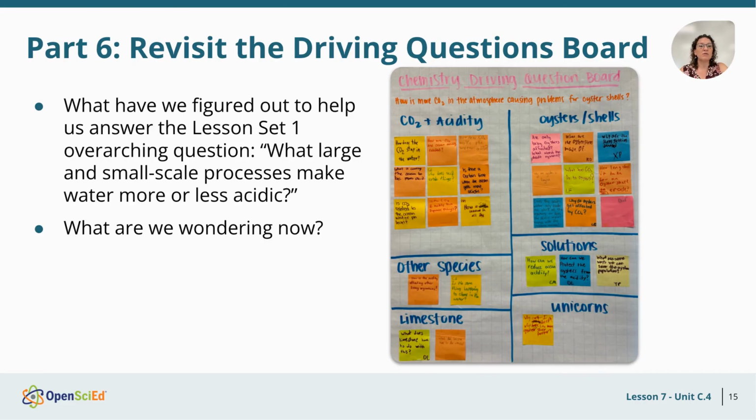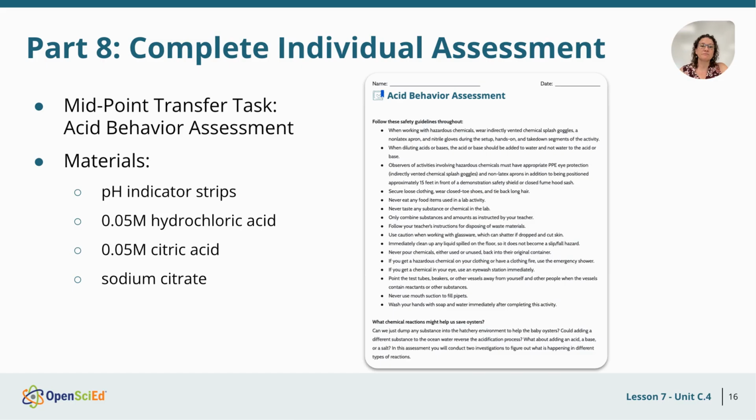Questions like these will help us move forward with our investigations as we enter the second lesson set. In Part 8, we've reached the midpoint transfer task, Acid Behavior Assessment, which is a chance for students to show what they've figured out so far in this unit. This assessment asks students to take pH measurements of solutions and make predictions about the solutions. In order to take the measurements, the students can work in small groups to test the pH of each solution.